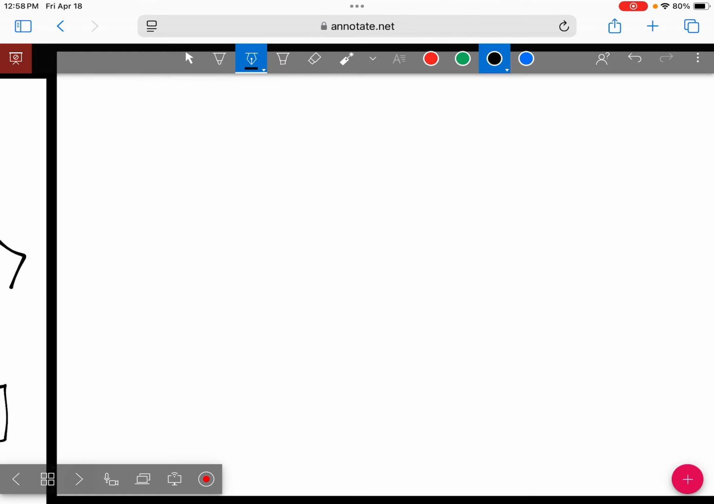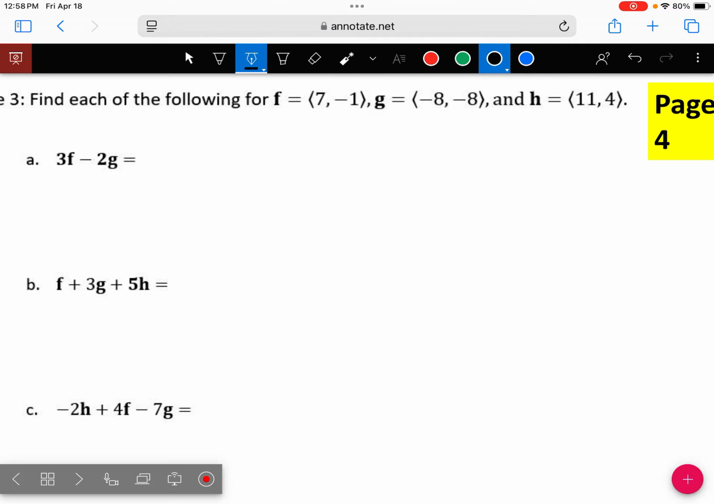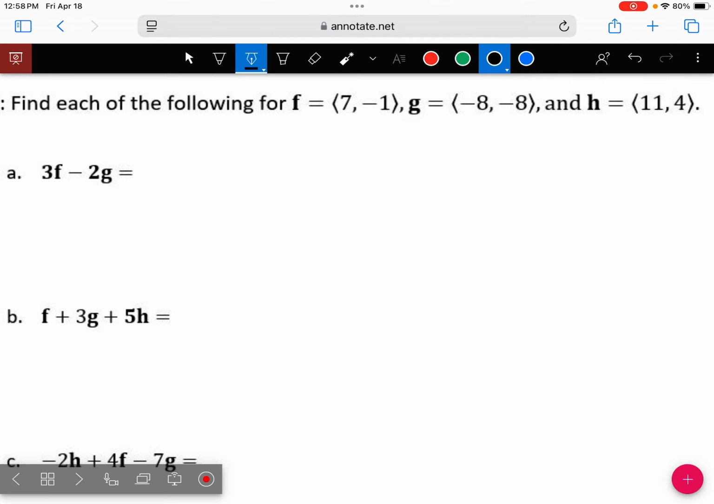All right, now let's go to the next page. We have 3 different vectors, but we're still doing the same operations. Now I have vector F, vector G, and vector H. So these are different vectors, so I can't combine them. I have to do them separately.